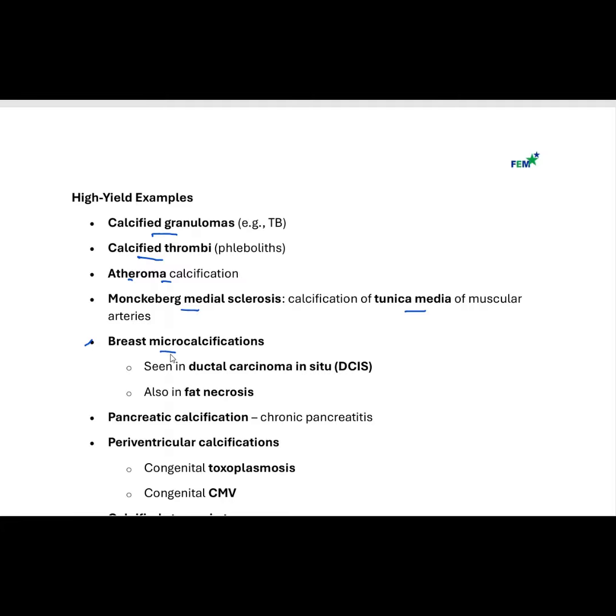And next is breast microcalcification. So this is seen in conditions like ductal carcinoma in situ, also fat necrosis. And we did a recent lecture on fat necrosis, so I strongly encourage you guys to watch that video. It's going to help you.